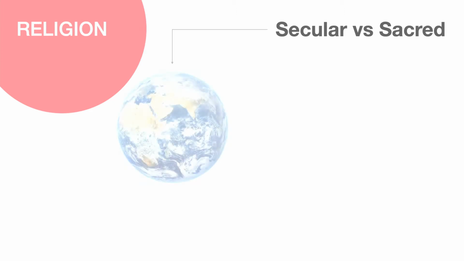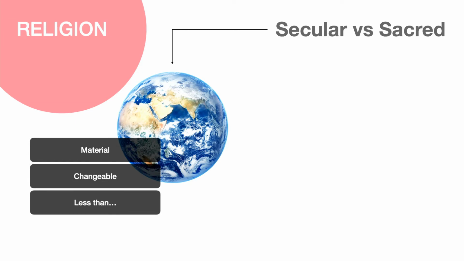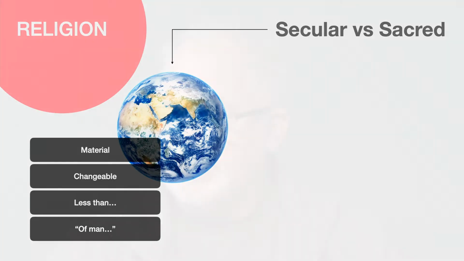And religion is primarily defined as a worldview that separates the world into things that are sacred and things that are secular. And so we need to get that right off the ground here. Secular essentially is the material world. It's changeable. It is less than the spiritual. It's not as valuable as the spiritual stuff that we're going to see in the sacred end. And it is of humanity. It's of our creation. It is the material aspects of the world.